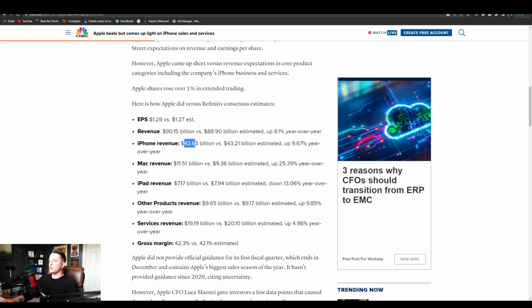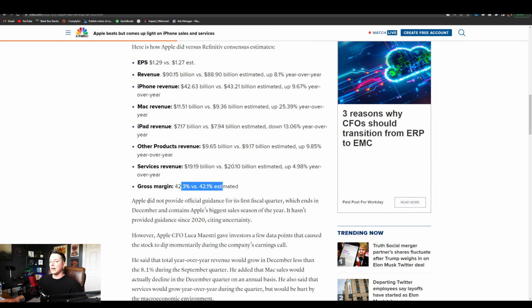iPhone revenue was $42.63 billion, which did come in light, but still is up 9.6% year over year. Mac revenue was $11.5 billion, which was up 25%. iPad was down 13%. Other product revenues was actually up 10%. Services is up 5%, and gross margins came in basically as expectations.